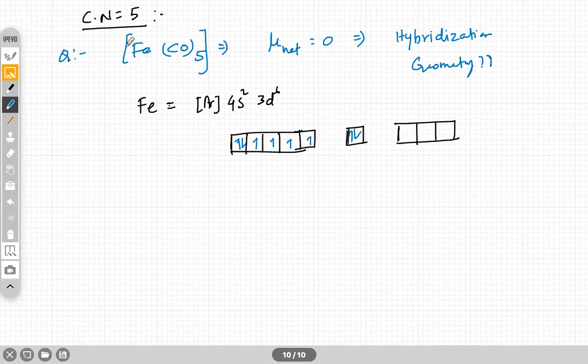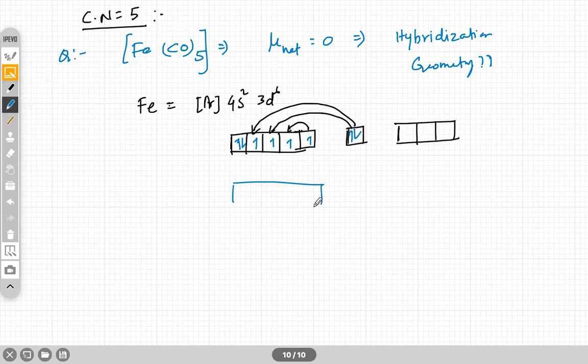But since it is a strong field ligand CO, the arrangement goes against Hund's rule, right? So these 2 electrons will jump into the inner shell. This comes over here, this comes over here, and this also will jump here in this shell. After this rearrangement, the orbital diagram is this.